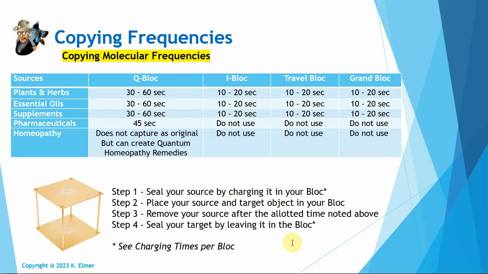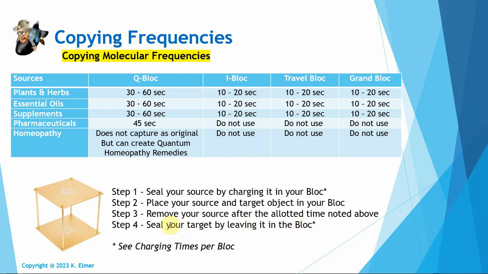So you want to seal it, charge it fully, and then step 2 is you place your charged source, which is now sealed, and the target object, which in a lot of cases is just a metal card that you want to put the frequency on, together in the block for the time specified in this chart, so 30 to 60 seconds. Then step 3 is you remove the source after the allotted time noted above. So after 60 seconds, you take out the source, and you leave the card in there.